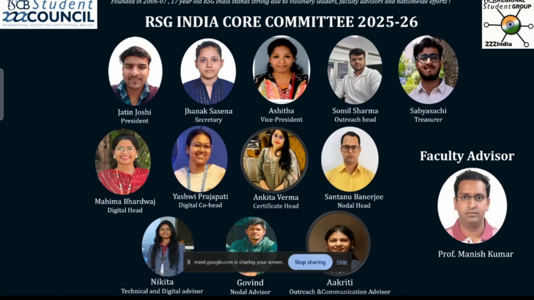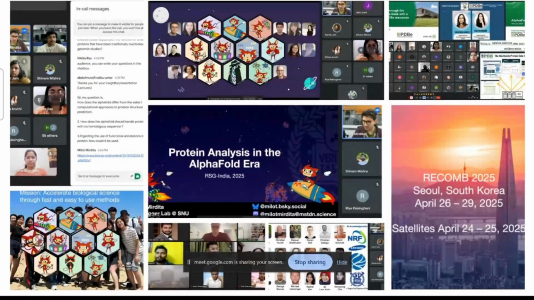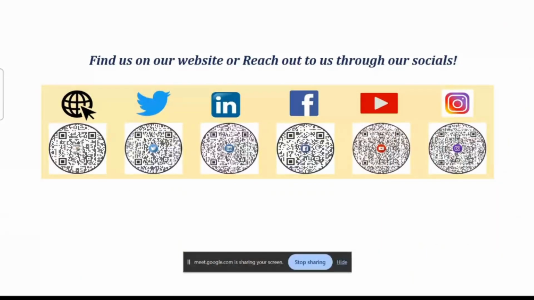Here is the RSG India Core Committee 2025 to 2026, supported by faculty advisors and visionary leaders across India. RSG India has successfully organized impactful events in the past, fostering collaboration, learning, and innovation in computational biology. Here are pictures from some of the online and offline events organized from 2023 to 2025. You can reach us through our website or connect with us on social media platforms mentioned here.